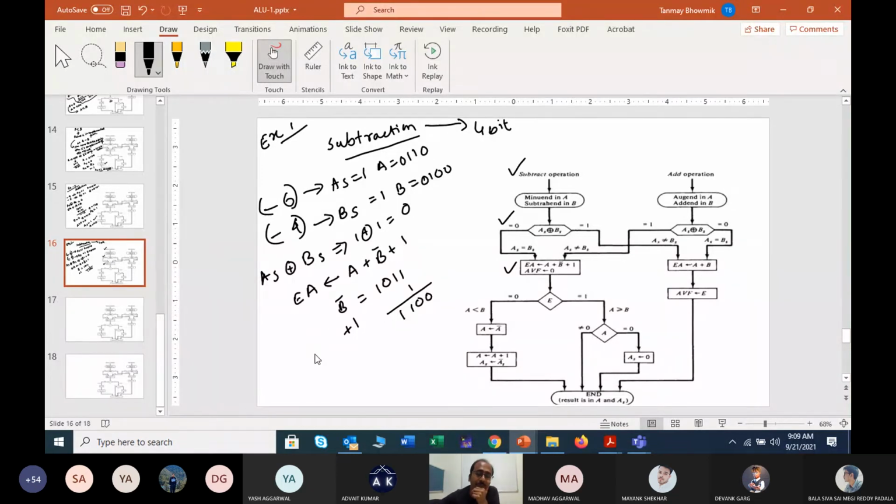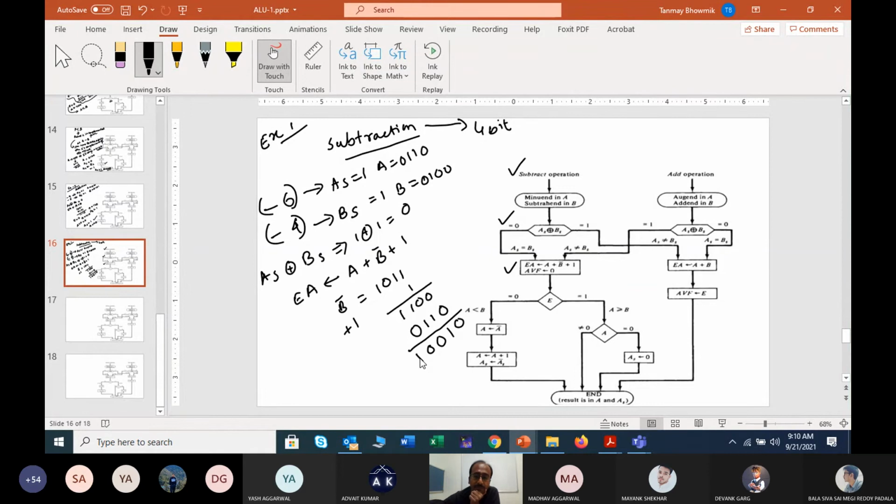Now what will you do? Next step, EA equals A plus B complement plus 1. So we got B complement plus 1. Now we will write A with it. So A was 0 1 1 0. Now what will we do? 0, then 1, then 0, then 0, then 1. So what is this result actually? 1 is there. So that means A greater than or equal to B.